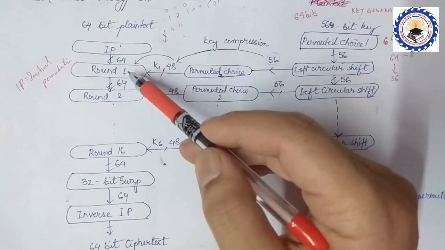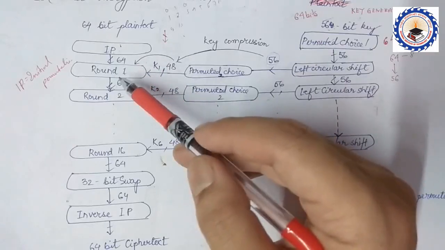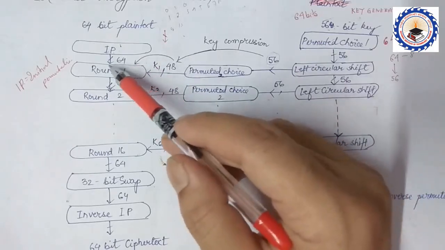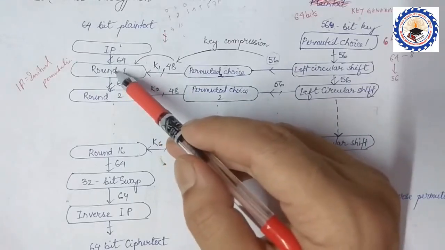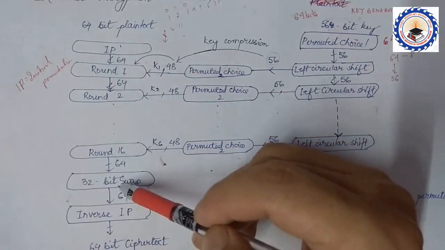If you remember the official structure, we have the round functions. Inside the round functions, what are the changes to be done? We have the swapping operations, the XOR operations, the round functions and all. Everything should be done in round 1. After that we have round 2 and so on up to round 16.